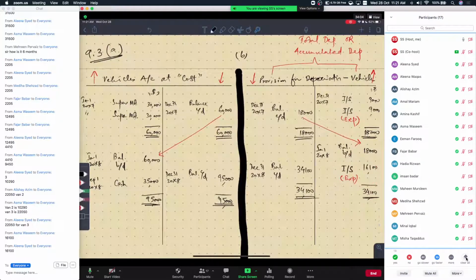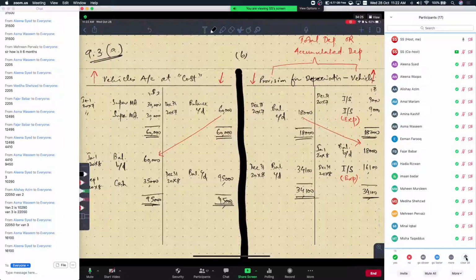I forgot to put the date. The date will be 31st of December. Depreciations are usually charged at the end of each year unless there is an exception to be created, which we know that it is going to happen in the third year, 20x8, right? So we all agree, Iman Badr, we don't?